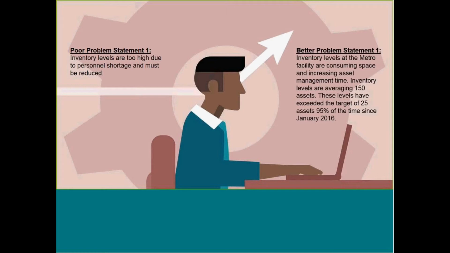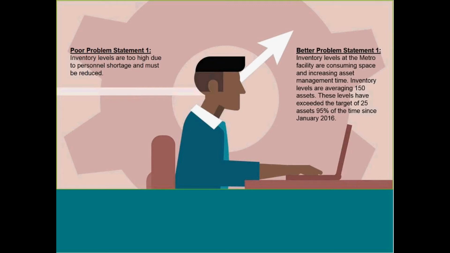Inventory levels at the Metro facility are consuming space and increasing asset management time. Inventory levels are averaging 150 assets. These levels have exceeded the target of 25 assets 95% of the time since 2016. So again, we're still very concise. We've exemplified the magnitude of the problem by identifying the quantity. We've identified where our target should be and where it has been over an extended period of time.